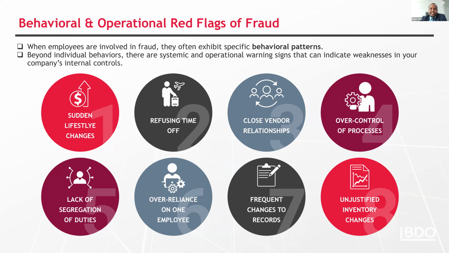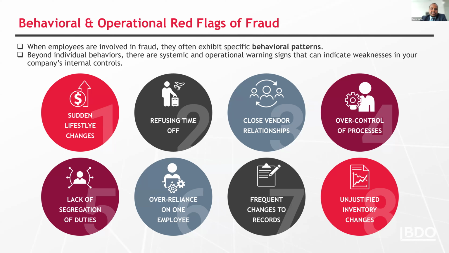The third one is unusually close relationships with vendors. So in procurement fraud, personal relationships between employees and suppliers can signal collusion. If an employee you find is regularly socializing with a vendor, giving them preferential treatment, or seems to have a relationship that goes beyond professional boundaries, it might indicate that they're benefiting personally from this connection. Favoritism in vendor selection, especially when it's not backed by clear business reasons, should be investigated further.